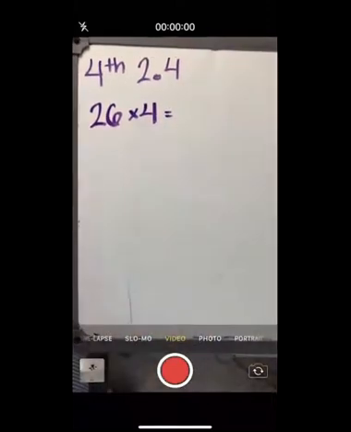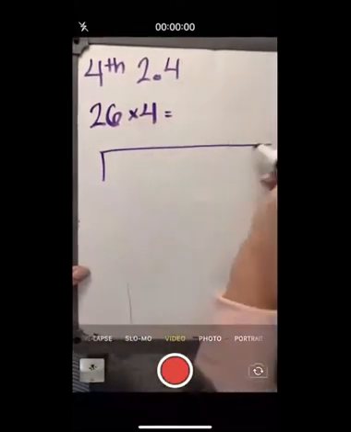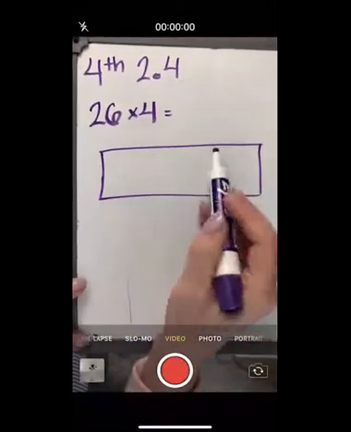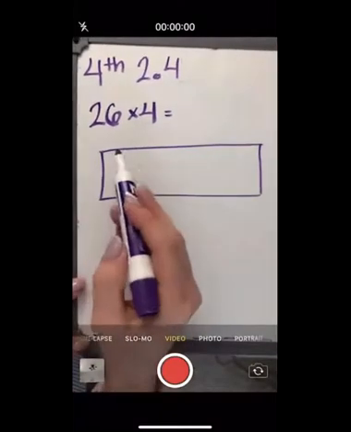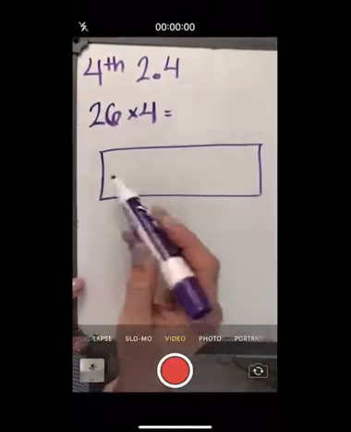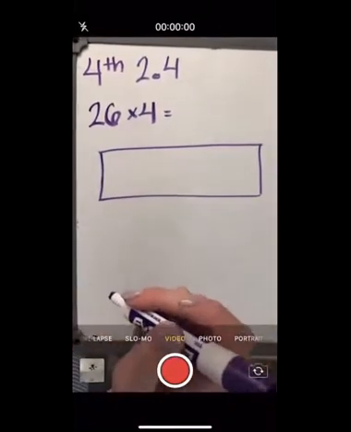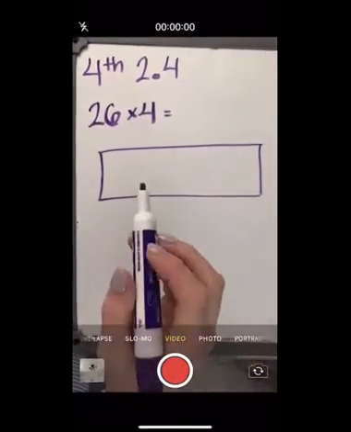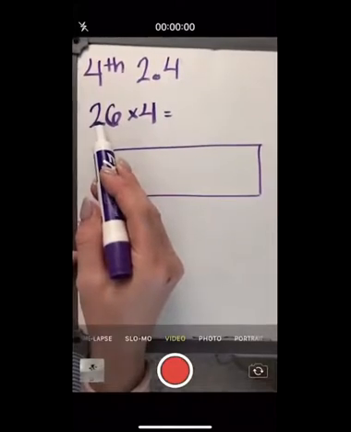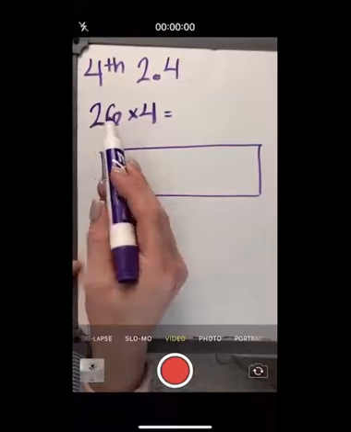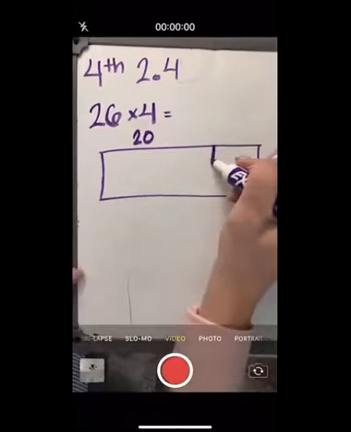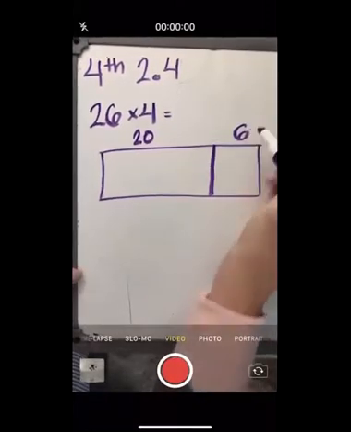In order to do this, because it's a 2-digit times a 1-digit, we're going to put our 2 digits on the top. Because we have 2 digits up here and 1 digit on the left, it's going to be a little longer on the top than on the side, because we want it to represent the size of the number. If we take 26 and split it into tens and ones, our 2 is not just a 2, it's actually a 20. So we'll have our 20, and it's going to take up a bigger amount of space because it's bigger than 6. So we have 20 and 6.